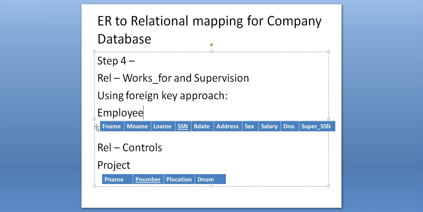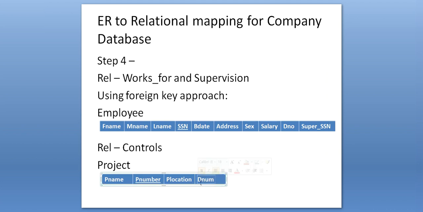That is for company database, I'm not using. So that's why I'm showing only the foreign key approach. Okay, and now the other remaining relationship, that is the controls. Controls is between department and project, and according to step number 4, we have to insert a foreign key in the project relation, isn't it? In the project relation, we have to insert a foreign key referring to the primary key of department.